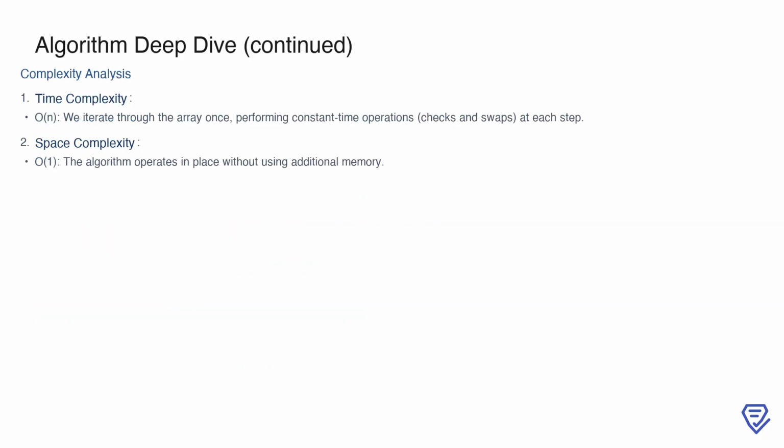Now let's analyze the complexity of the algorithm. The time complexity is O(n), because we traverse the array once, performing constant time operations such as checks and swaps at each step. This ensures the algorithm is highly efficient. The space complexity is O(1), since the operations are performed in place, and no additional memory is allocated for another data structure. By combining in-place modifications with the 2-pointer technique, we achieve an optimal balance of time and space efficiency, making this solution well-suited for large inputs.